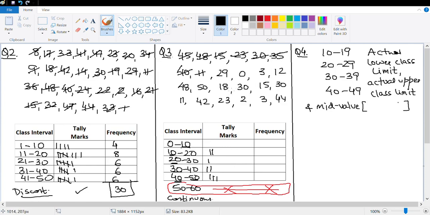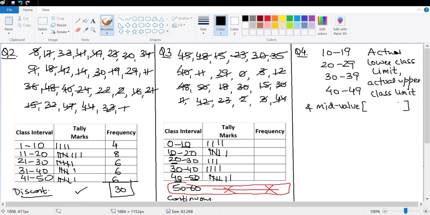11, 29, 29 will appear in 20 to 30, 0 will appear here, 3 will appear again in the same one, 12 is between 10 to 20, 48 is between 40 to 50, 50 is in the last one, 18 is between 10 to 20, 30 again is in 30 to 40, 15 is in 10 to 20, 30 is again in 30 to 40, 11 is between 10 to 20, 42 is in the last one, 23 is between 20 and 30, 2 is 0 to 10, 3 is again 0 to 10 and 44 is in the last one.